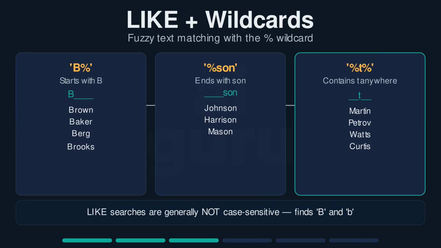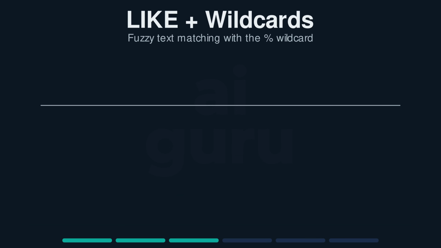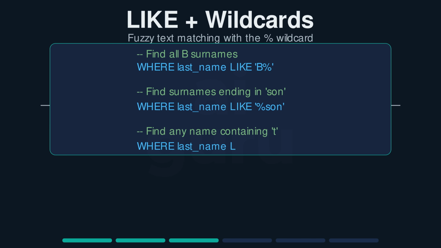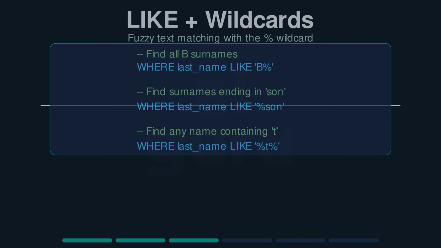And one very helpful note here, these wildcard text searches are generally not case sensitive. It will find both uppercase and lowercase t's. So wildcards are incredible when you only have a fuzzy idea of what you are looking for.